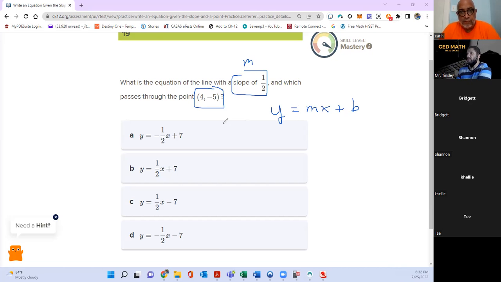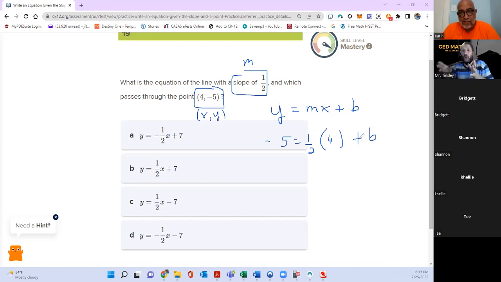What else do I know? You know your 4 and your -5. Your 4 is your x, and your -5 is your y. And you plug it in. So instead of y, I'm gonna put what? -5. Equal, instead of M, I'm gonna put 1/2. 1/2 times x. Instead of x, I'm gonna put what? 4. Now, we don't know what B is, so that's still an unknown.